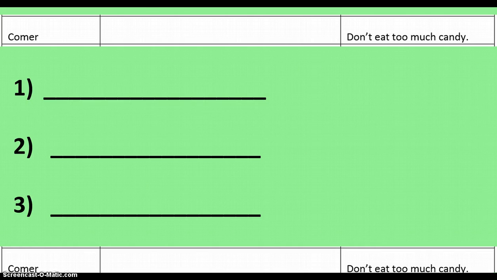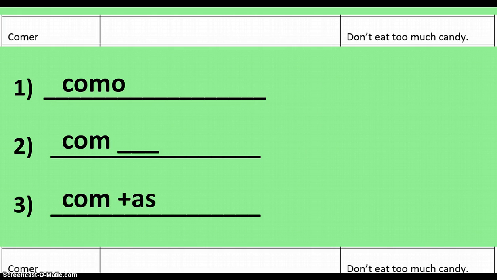Let's do an ER example with the verb comer and tell someone don't eat too much candy. I go to the yo form, como, I take off my o, and then I'm going to add as onto the end because comer is an ER verb. So, to tell someone don't eat too much candy, I'm going to say no comas demasiados dulces.